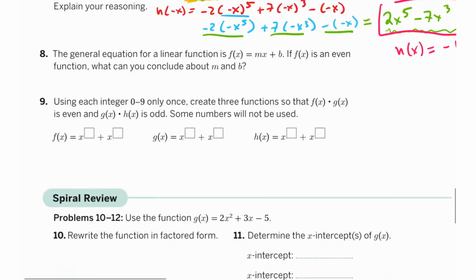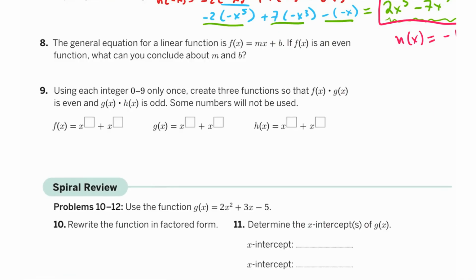All right, number 9, using each integer 0 to 9. Oh, I missed one. Number 8, the general equation for a linear function. If f of x is an even function, what can you conclude about m and b? So remember, a linear function just means that we have a straight line, right? So it could be a positive slope, a negative slope, or a slope of 0. The thing about it being even is it needs to reflect over the y-axis.